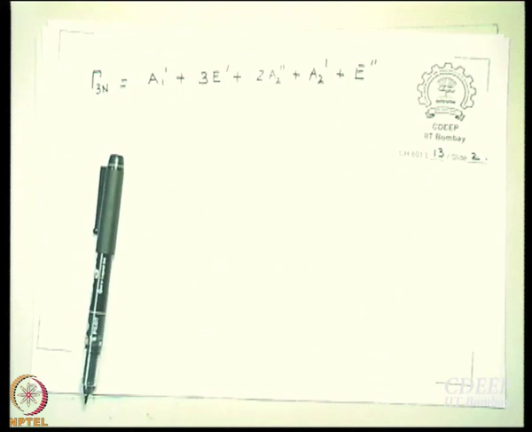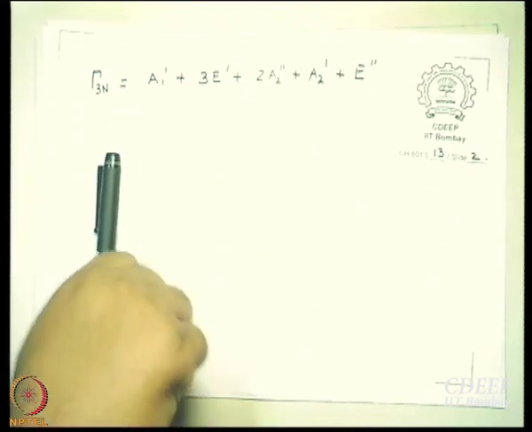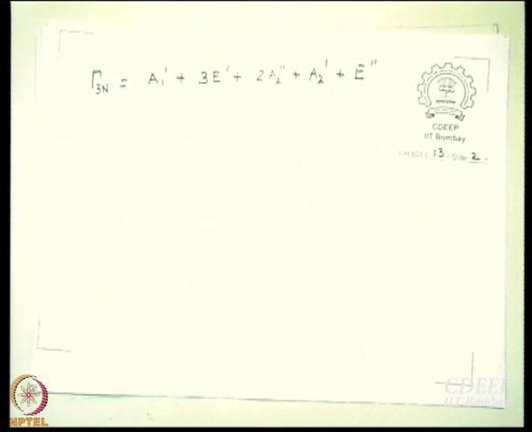I had better check if the answer is there. Yeah, A1 dash plus A2 dash plus 2 A2 double dash plus 3 E dash plus E double dash. So, congratulations, you are good in arithmetic. Now, what will I do? What does this gamma 3n stand for? It is a representation for what? It is for the 3n coordinates, that is all.